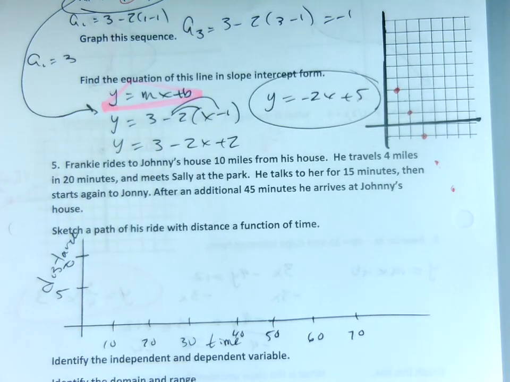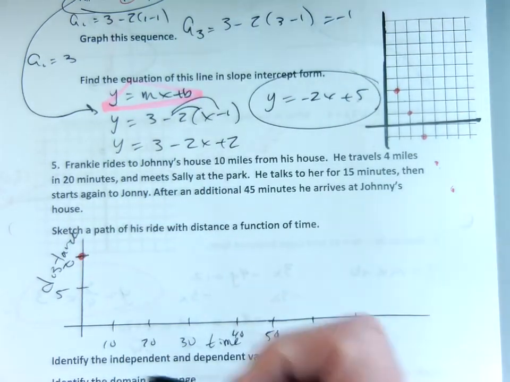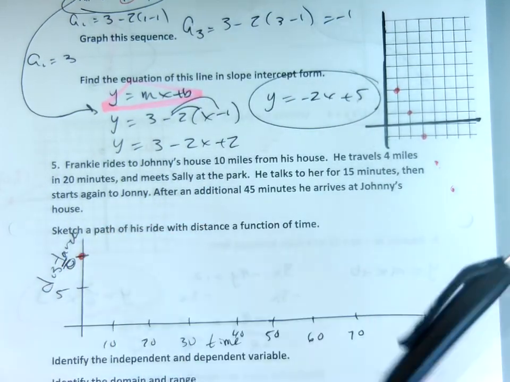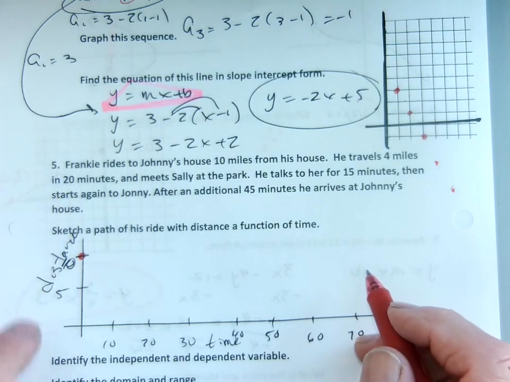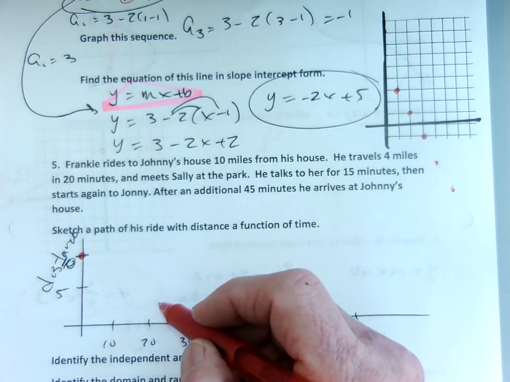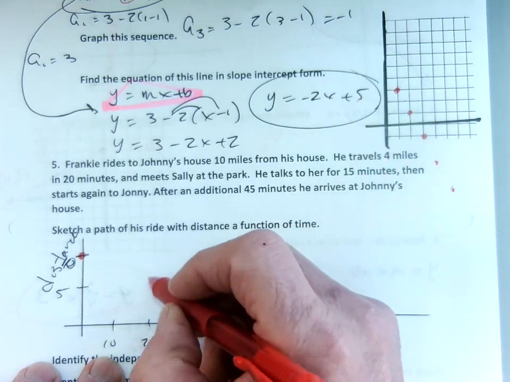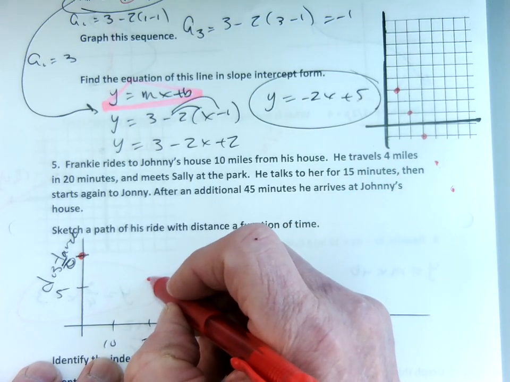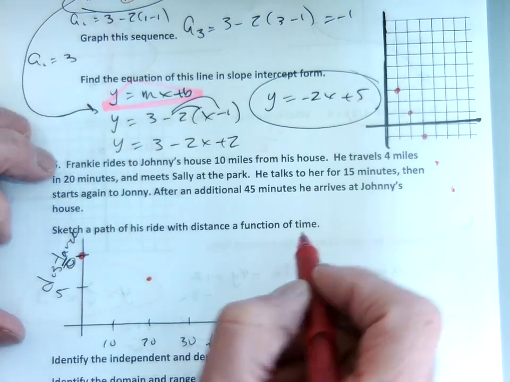Okay, so let's see. Frankie's going to start 10 miles from his house. Okay, so he's right there, 10 miles from his house. All right, got it, 10. And then he's going to travel 4 miles in 20 minutes. So that means he's gone 4 miles, so he's 6 miles away from his house in 20 minutes. So right about here would be he's gone 4 miles, so he's 6 miles from his house. Okay, so he just traveled there.